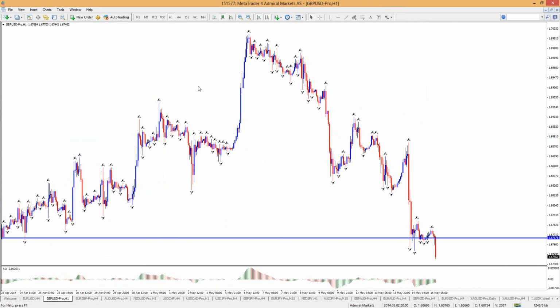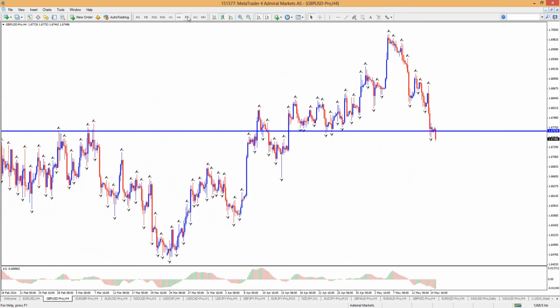The GU hookbacks, every hookback, every rally has encountered resistance and seen further falls. So it's looking pretty bearish. At the moment, though, price has actually just broken a bottom, and it's difficult to say. Let me take a look at the daily chart.